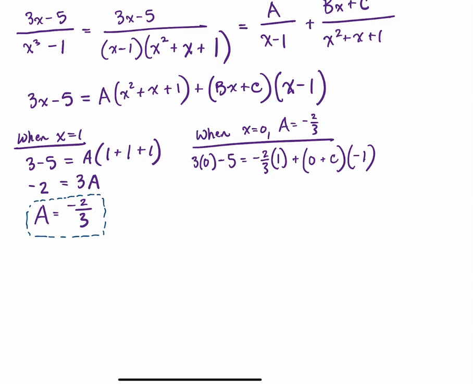So 0 minus 5 on the left side, we'll just leave the minus 5. This will equal negative 2/3 minus C. So let's add the C over to the left side. I can go ahead and add the 5 over to the right side, so C should equal positive 5 minus 2/3. That positive 5, let's write that as 15 over 3, multiplied by 3 over 3, minus 2/3. So C should equal 13 over 3.